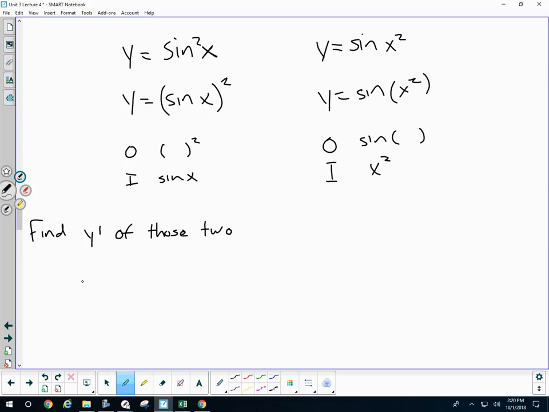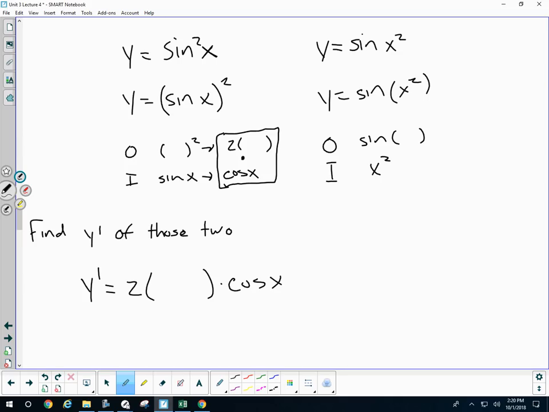Okay. Now, the one on the left, let's find the derivative of it. We're used to this from the limited examples we've done. We have 2 times stuff, and then I'd write the derivative of sine as cosine. So I got 2 times stuff times cos x. What's the stuff? That's sine x.